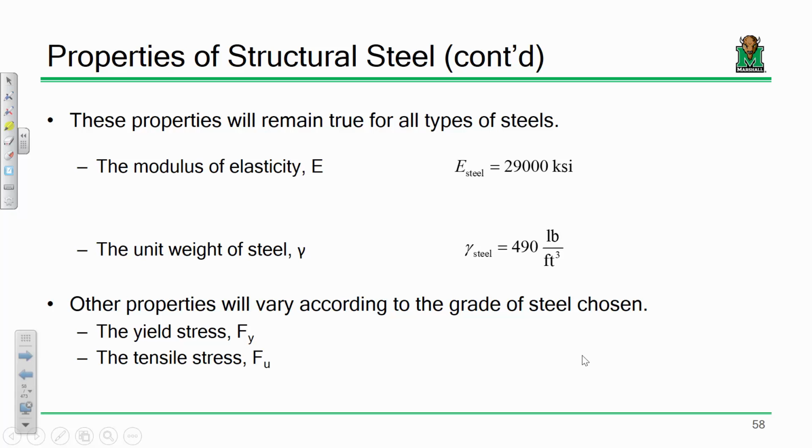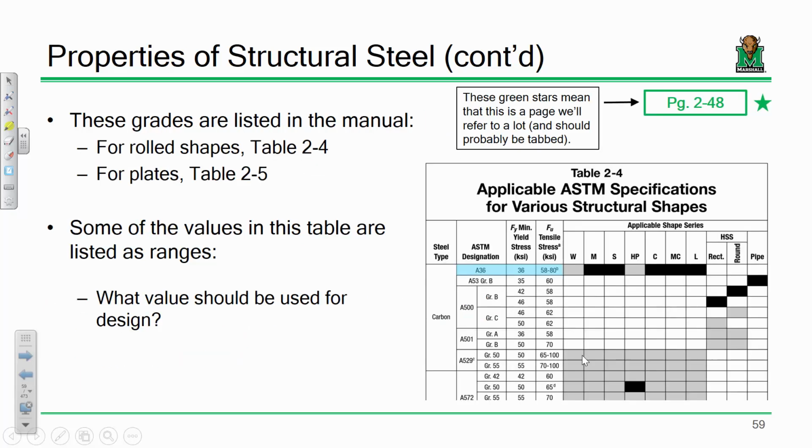Now, where do you find that information? Like, what is the yield stress and the tensile stress for a given grade of steel? You find it here. Specifically on page 2-48. Let's open our manual to page 2-48. So, if you open your page to 2-48, you should see a table that looks something about like this.